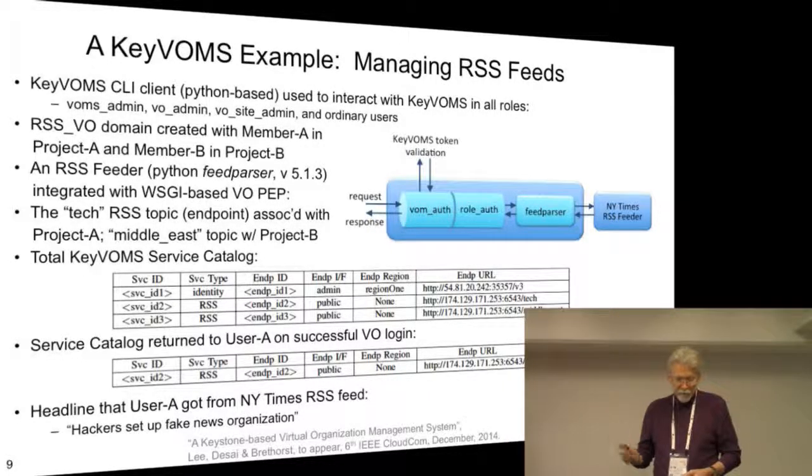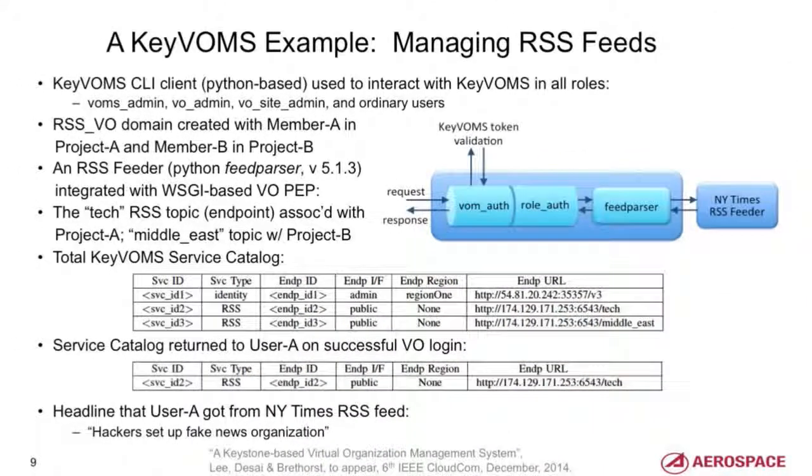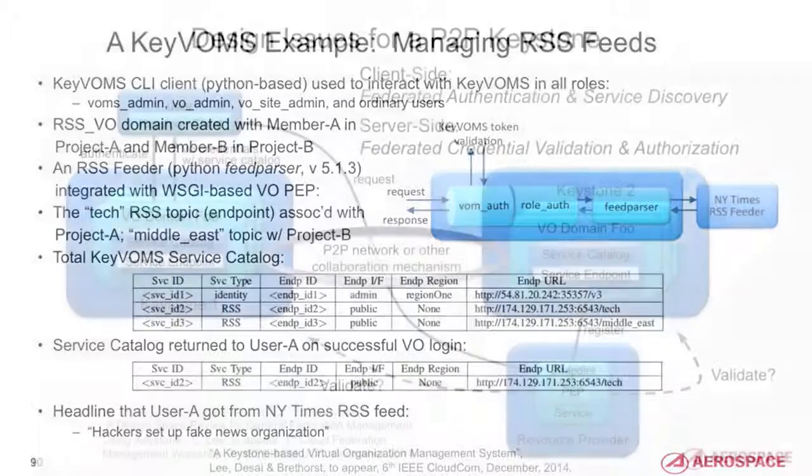And so we demonstrated this using a very simple policy enforcement point that would actually do the VO authorization and get the right tokens back. And if all that succeeded, then our feed parser would actually go off and retrieve content from, in this case, the New York Times RSS feed. And so this actually demonstrated this whole tool chain working from start to finish. But this is just a simple centralized third party.